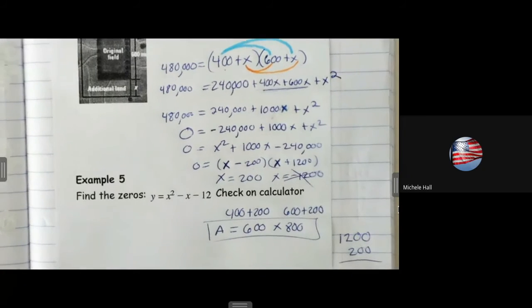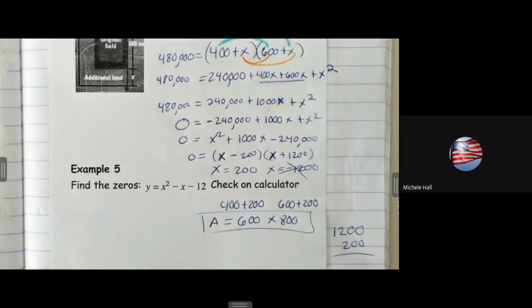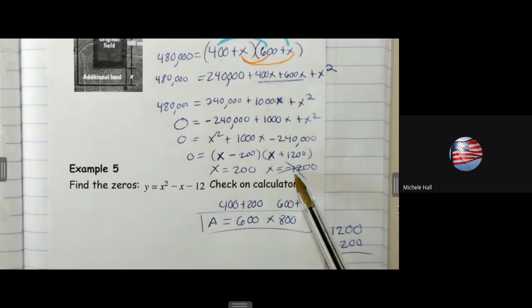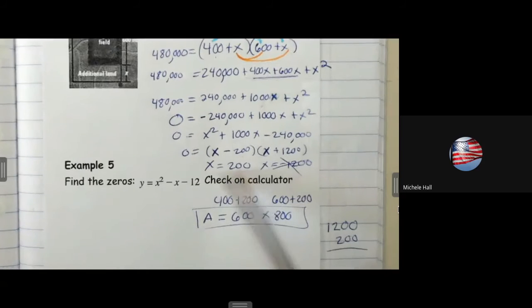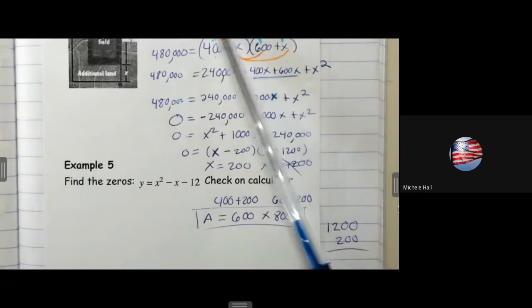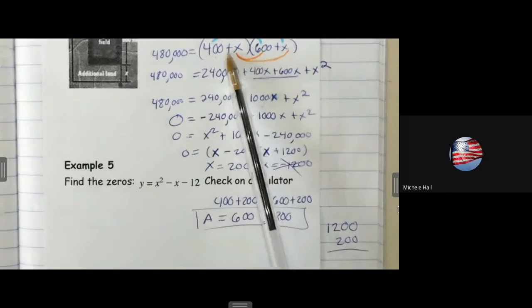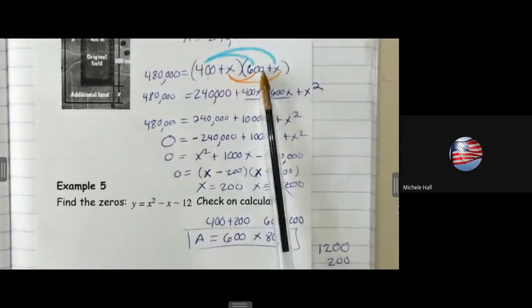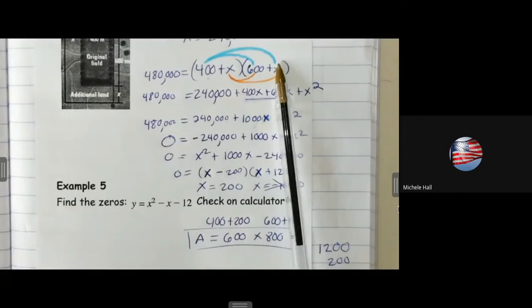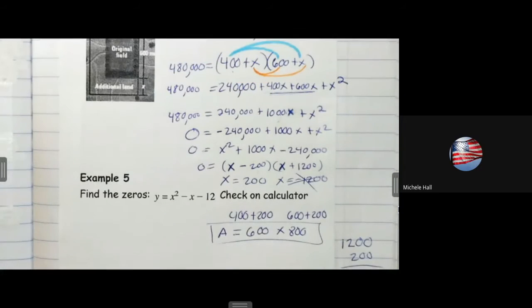But because this was factoring, I wanted to show that you could use factoring on it. So you reject the negative value because you can't have negative area, and x equals 200. But it was asking for the dimensions of the field, so I had to go back and substitute that in to figure out exactly what times what gives me the dimensions. All right, find the zeros.